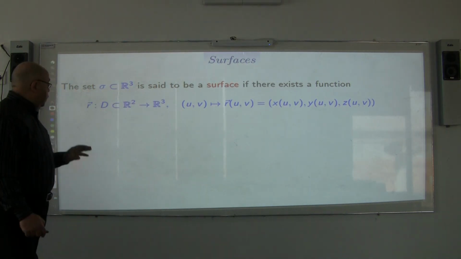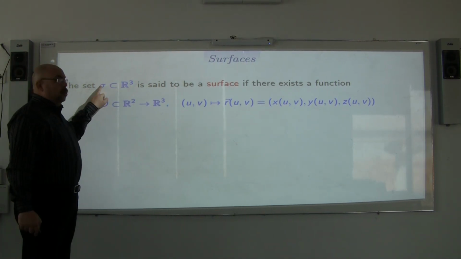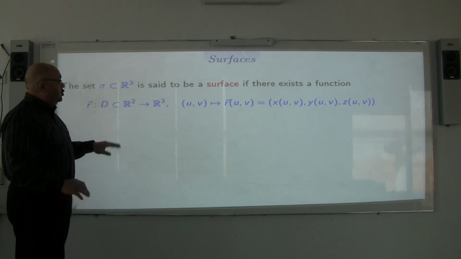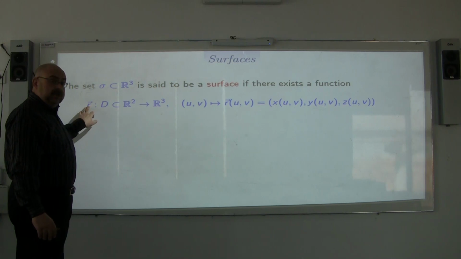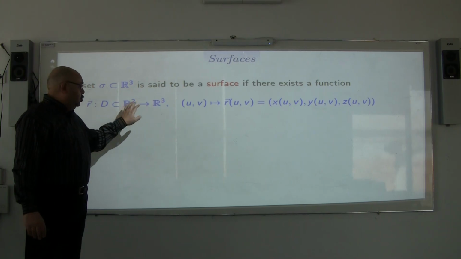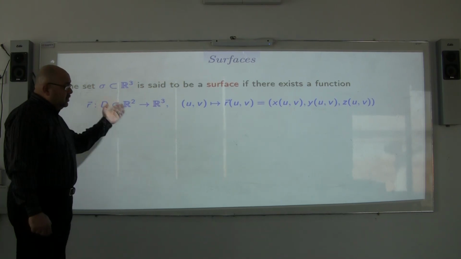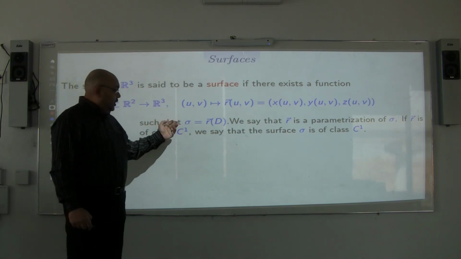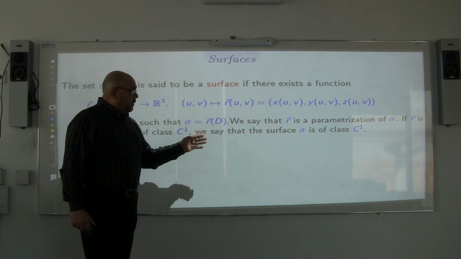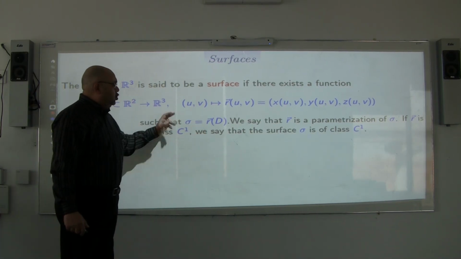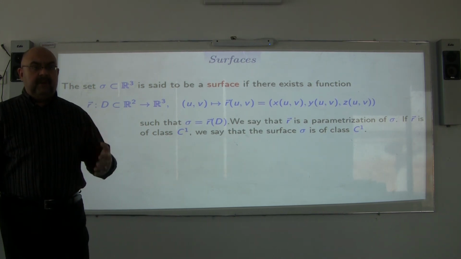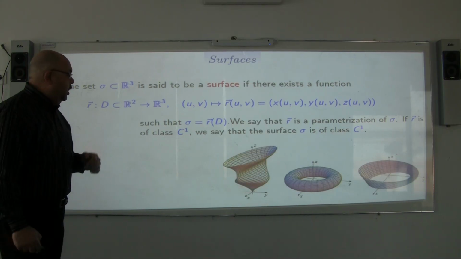So once more, let's reread it. The set sigma is said to be a surface if there exists r, which is the function responsible for moving stuff from R2 into R3. This is what's stated here. For such sigma, we say that r is a parameterization of sigma. If r is of class C1, then sigma will also be of class C1. Of course, you know what class C1 is, which means the function and its components are continuously differentiable.